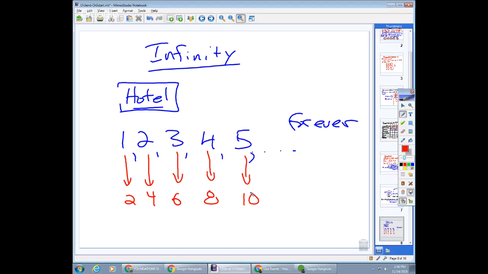First off, why would we just put the new people in the next room? Yeah. Well, they're full. All the other rooms are full.